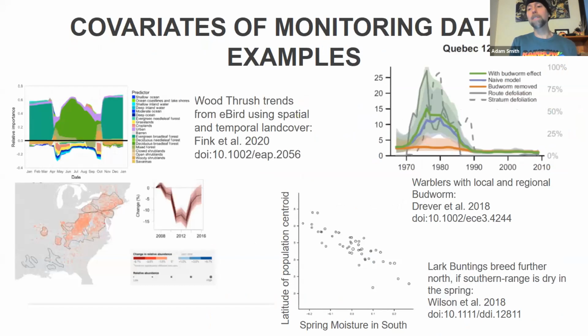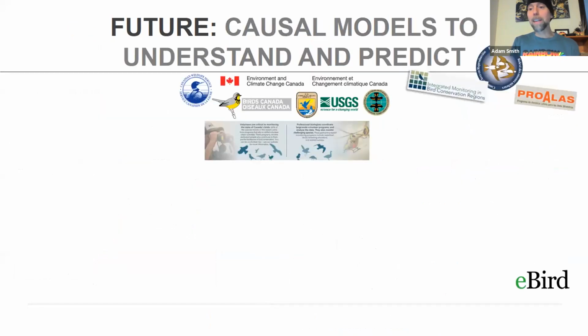There are all kinds of examples of using covariates and integrating data sets for causal modeling to understand changes in populations. There are lots of different examples out there. Particularly relevant, I think, is some of the incredible work going on at Cornell with the eBird crowd. Really neat stuff. And so really all we're talking about here is a point in time where all of the pieces come together.